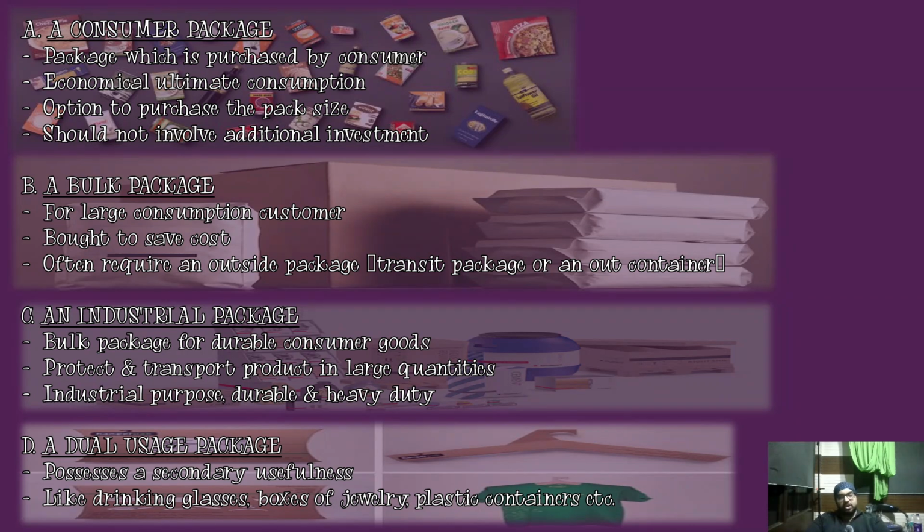A very good example is a lot of cloth manufacturing companies. When they deliver your product to you, for example a shirt in a cardboard box, that cardboard box can be twisted and turned just like an origami. It can be modified into a hanger, so that you can use that hanger for the shirt which you have just bought. The drinking glasses which you get from the market, the boxes of jewelry, the plastic containers are all dual usage packets. They do not want to increase the wastage related to their product.